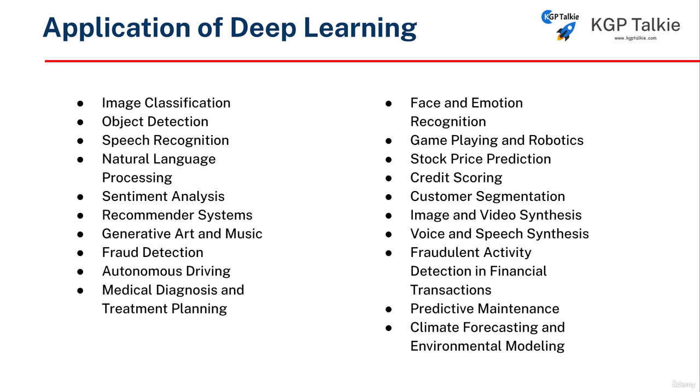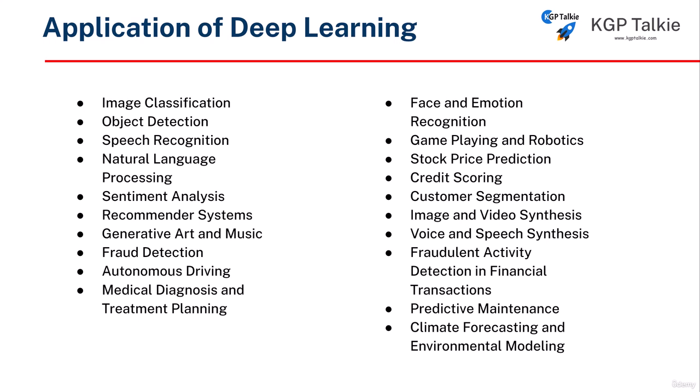Then we have autonomous driving, like Tesla uses this kind of deep learning model, where your car drives automatically. Basically in autonomous driving, artificial neural networks or reinforcement learning is used. Thereafter we have medical diagnosis and treatment planning. Again, this is a kind of image classification or clustering, where you are given an image and you try to identify the type of disease or something like that.